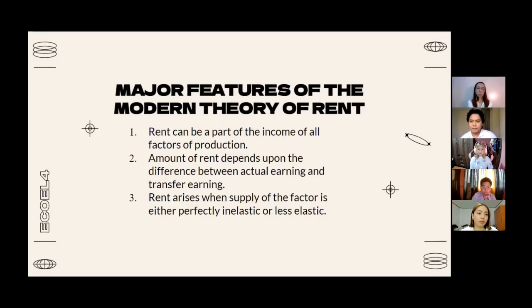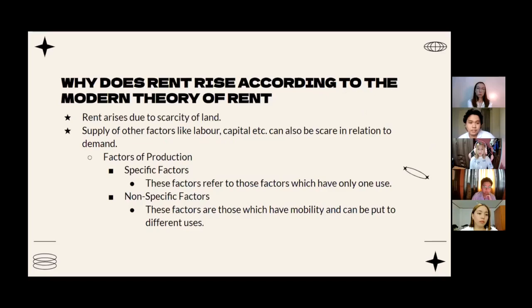Next slide, please. Why does rent arise according to the modern theory of rent? According to the modern theory, rent actually arises due to the scarcity of land. The supply of other factors like labor, capital, and others can also be scarce in relation to demand. Therefore, the income earned by these factors in excess of their minimum income is called economic rent.